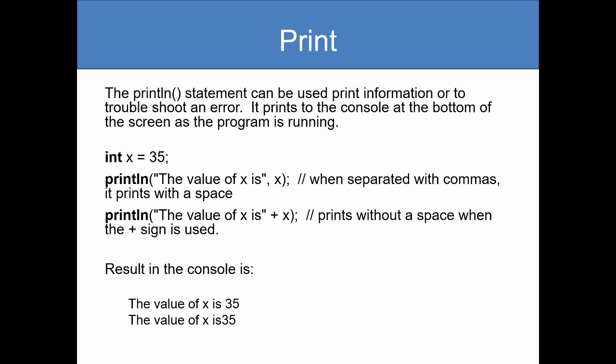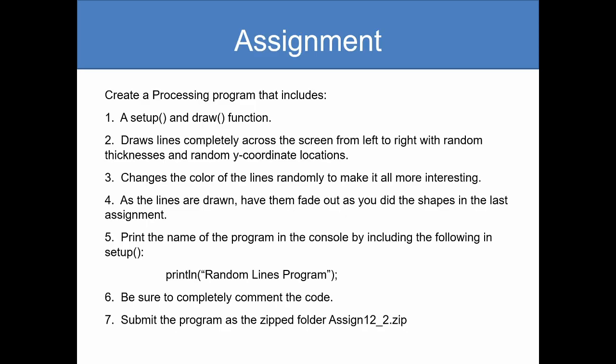So here's your assignment. Taking some of these ideas, what I want you to do is create a setup and draw function. And what I want these to do is I want the lines to draw from the left side to the right side with a random thickness, random Y locations. It should be from the left to the right. So those two parts, the left side and the right side, should be set values. We actually already did that in the program that we started.